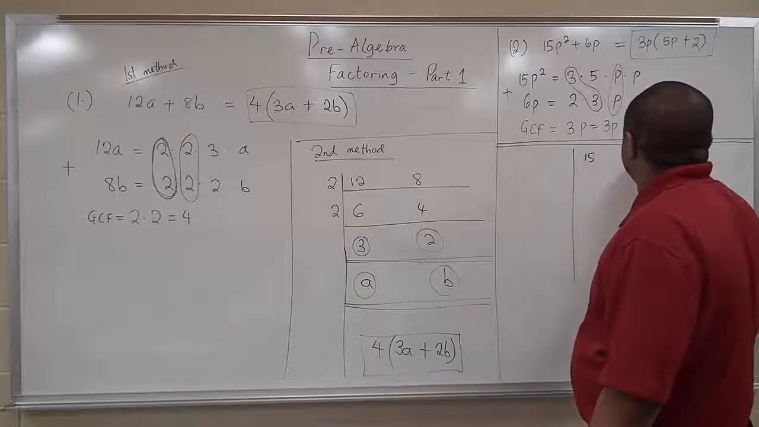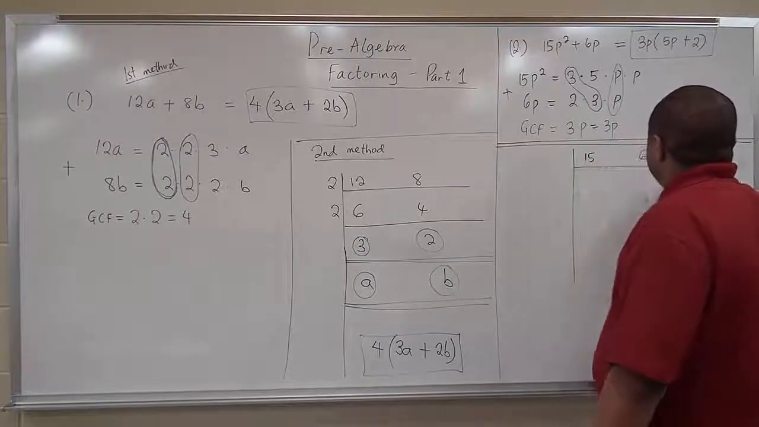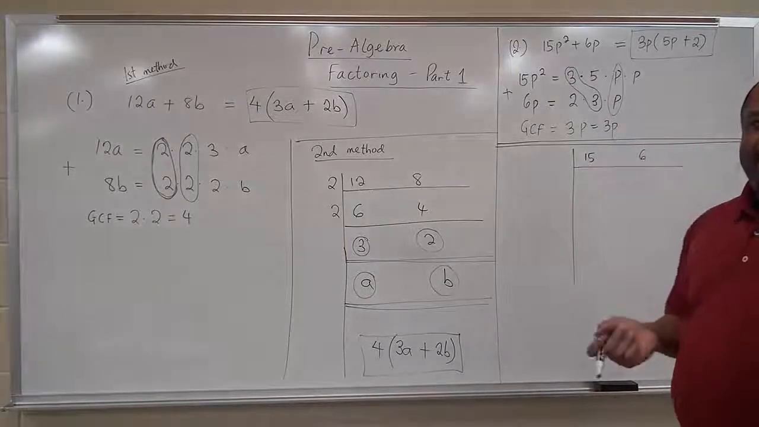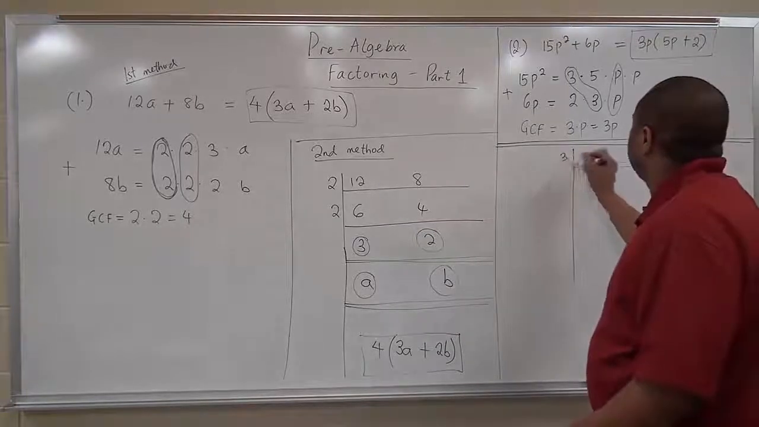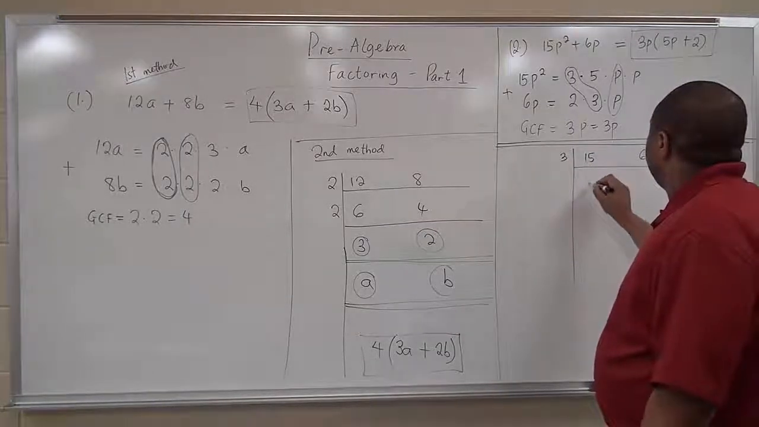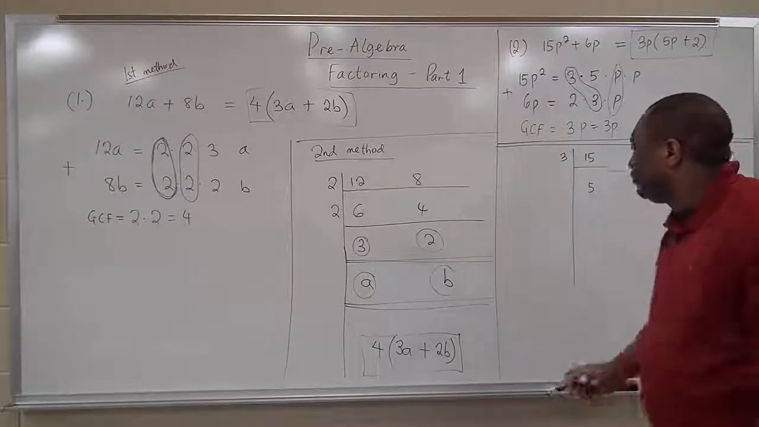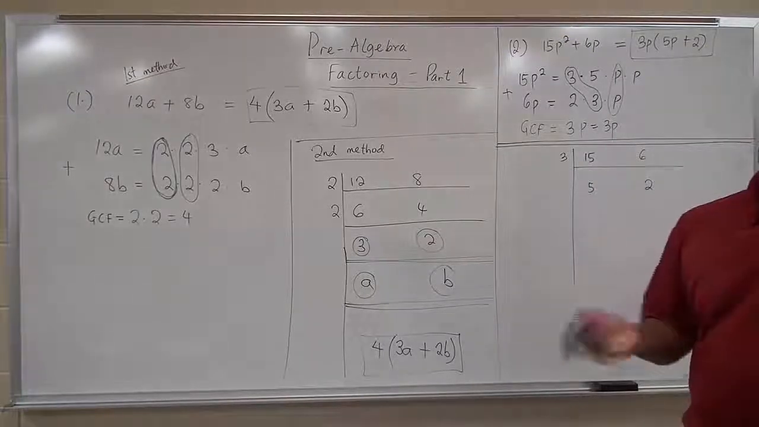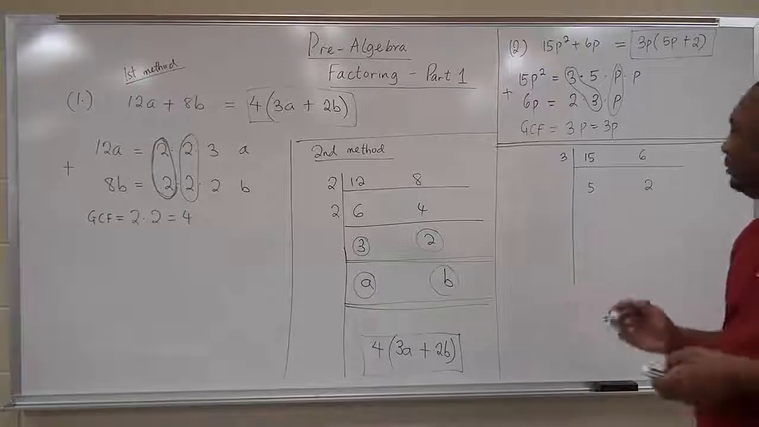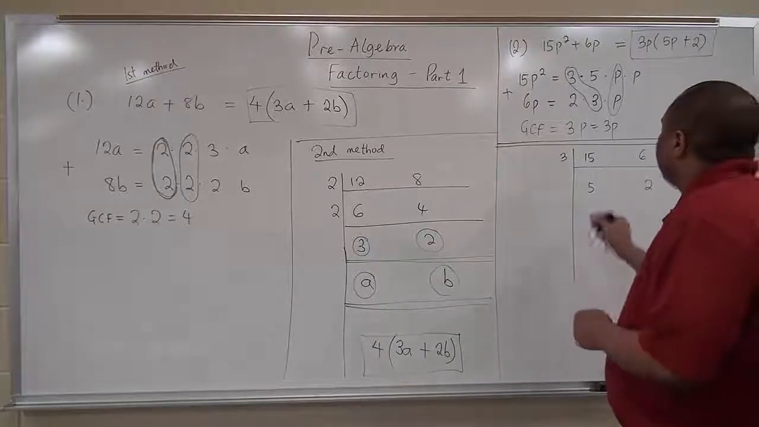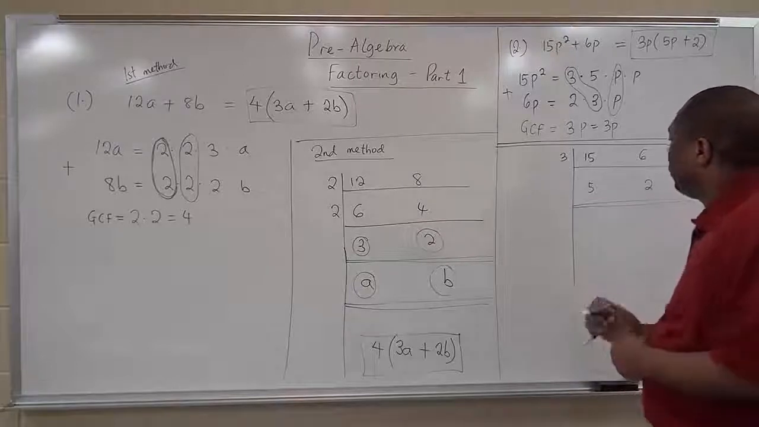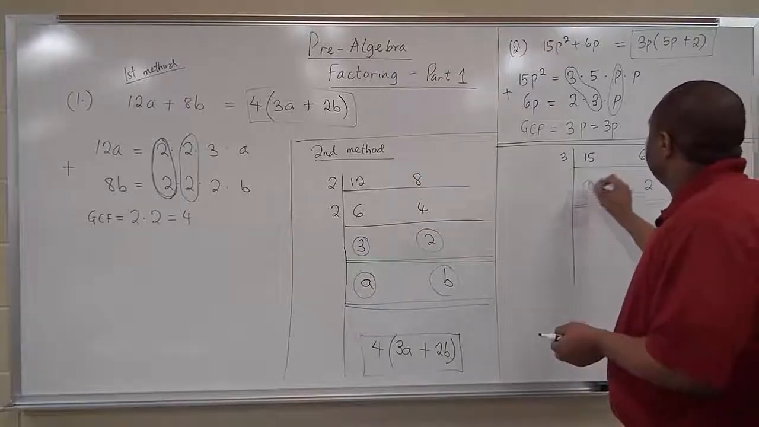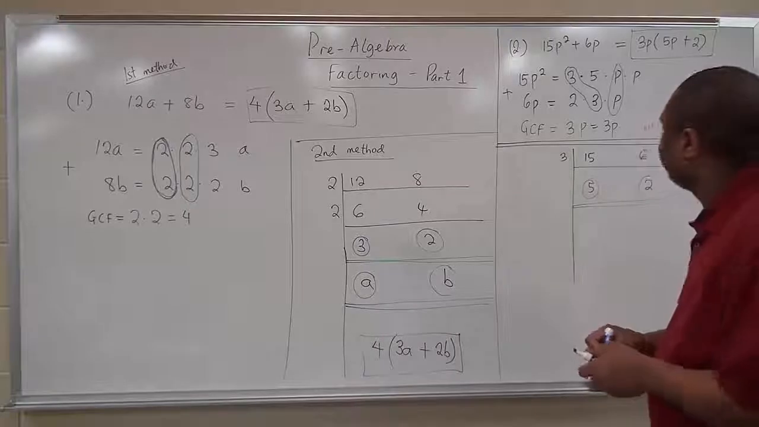15 and 6. What can divide 15 and divide 6? 2 cannot go, so 3. So 3 will give us what? 5 and 2. What can divide 5 and what can divide 2? Nothing else. So we just underline this. Let's do double lines here, and let's circle this, that we will use it.